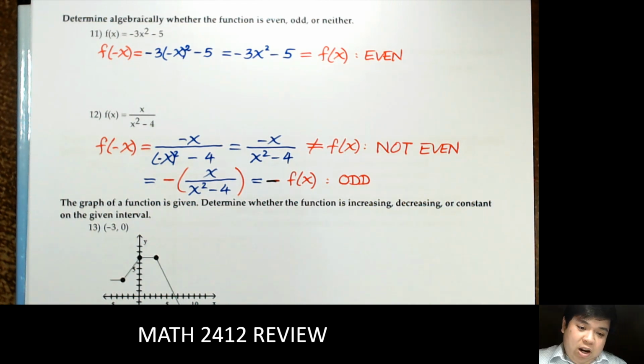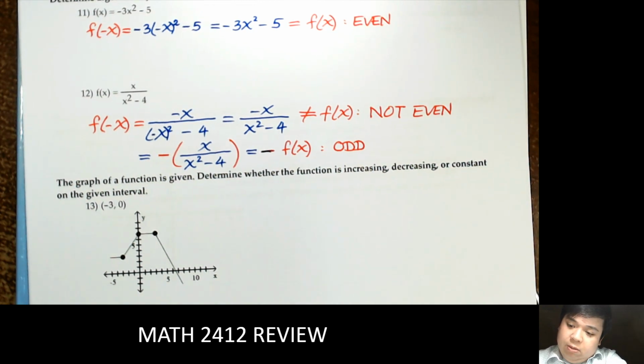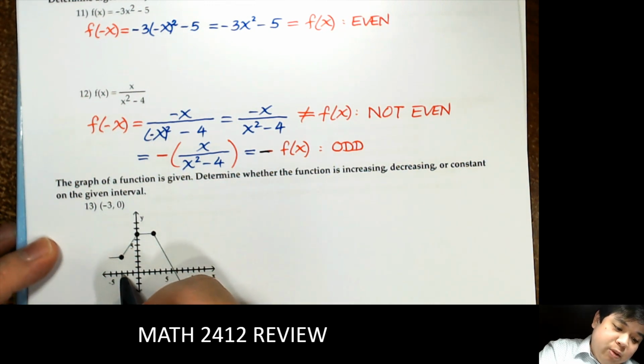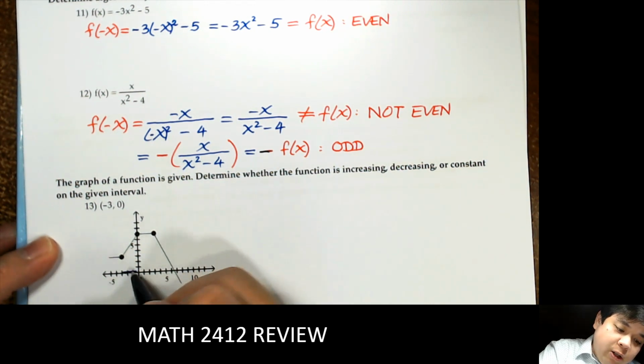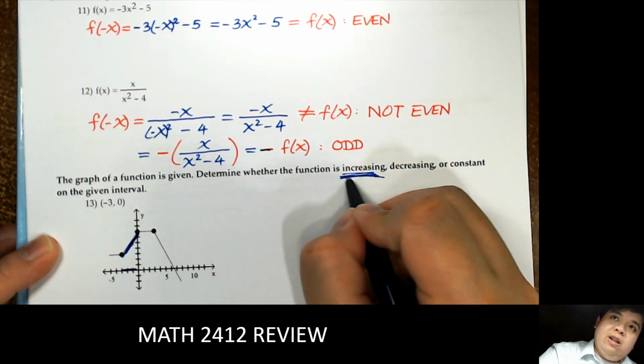Next, determine whether the function is increasing, decreasing, or constant. So this one, very easy. For x from negative 3 to 0, the function is going up. So it is increasing.